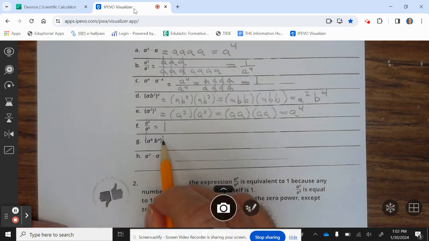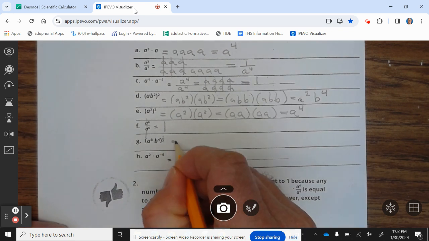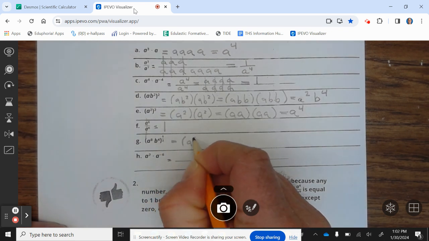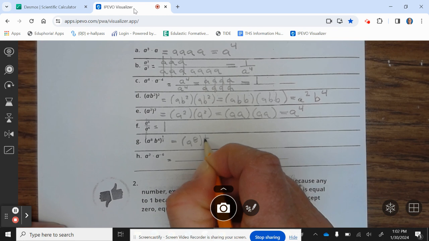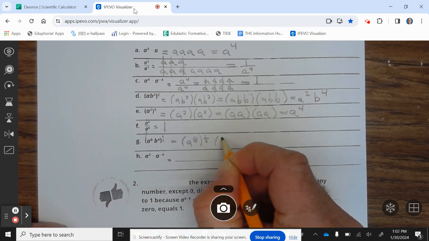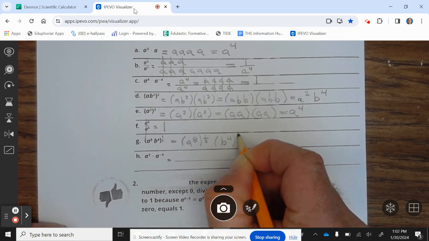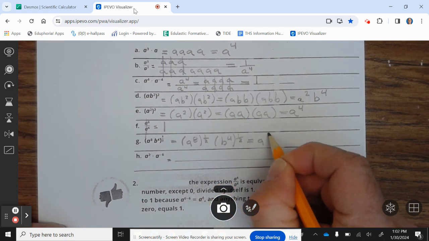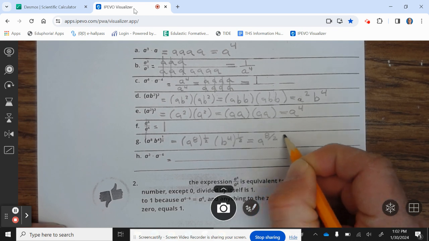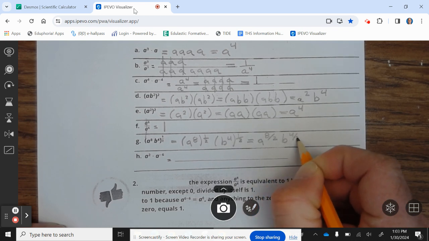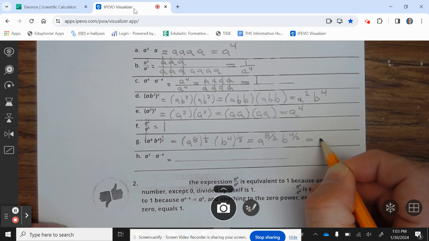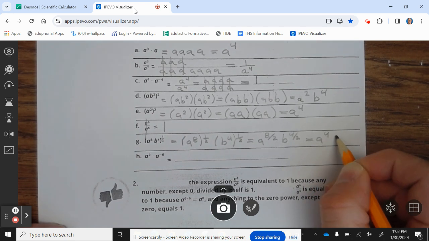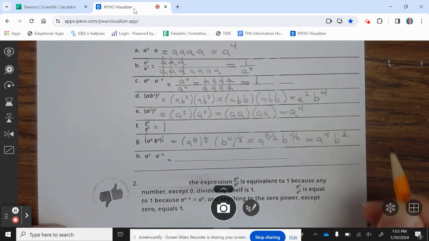Here, we multiply the 1/2 times the exponent here, and 1/2 times this. So this becomes a to the 8th to the 1/2 times b to the 4th to the 1/2, which equals a to the 8 divided by 2, b to the 4 divided by 2, which equals a to the 4th b squared.